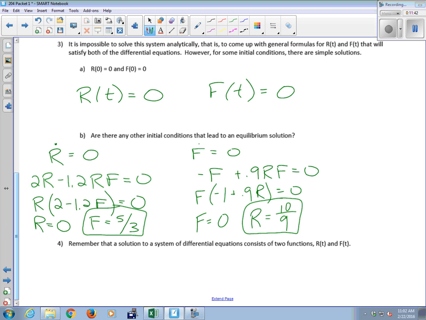So this is a sustainable situation where the fox and rabbit populations are in balance, right? The foxes eat the rabbits. There are enough rabbits to feed the foxes. There aren't so many foxes that they end up eating all the rabbits. They're in balance there.